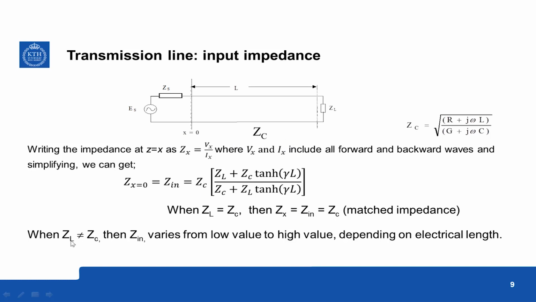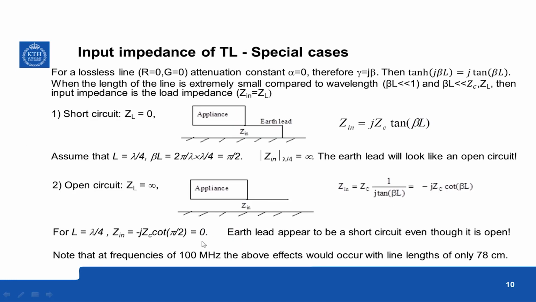If the load impedance is not equal to characteristic impedance, then input impedance will be varying from a very low value to a high value, because this is the propagation constant, so it is periodic, and that depends upon the electrical length of the line. So we will look into some special cases when ZL is not equal to ZC, this kind of effects. Input impedance of transmission line. Let us look at some special cases.